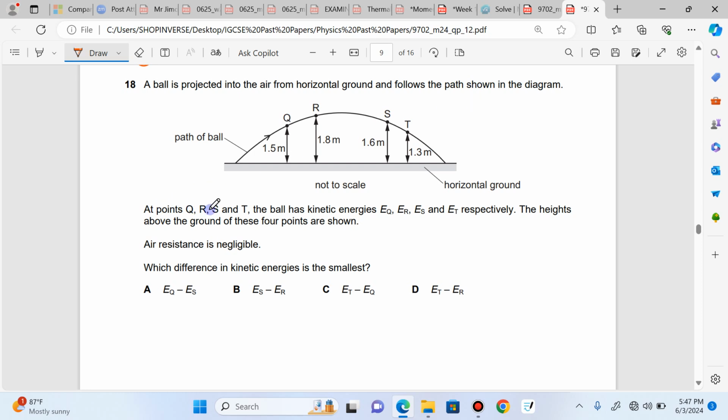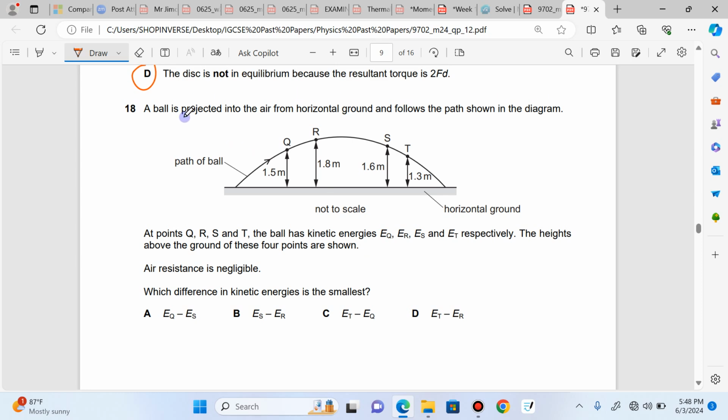At points Q, R, S, and T, the ball has kinetic energy EQ, ER, ES, and ET, respectively. The heights above the ground of these 4 points are shown. Air resistance is negligible. Which difference in kinetic energies is the smallest?